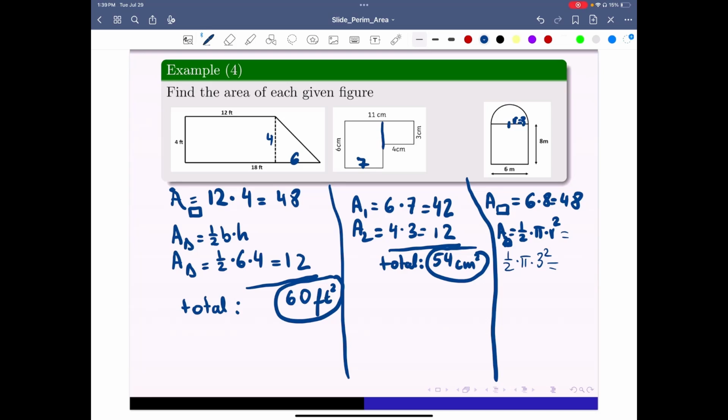9 times pi, and we should get 14.137, so 14.13. And then if I add the total area, we would add 48 into this, so total area would be 62.137, so would be 1/4 here, should have been 1/4. So this area is 62.14 meters square.